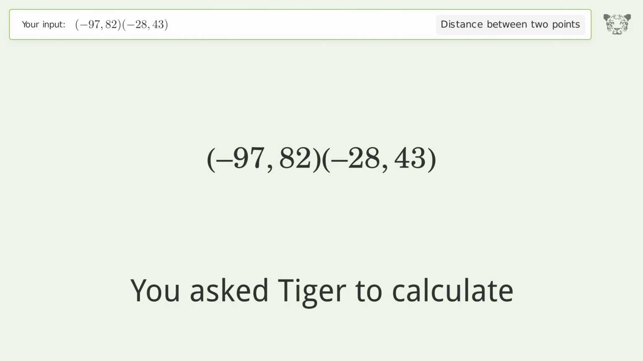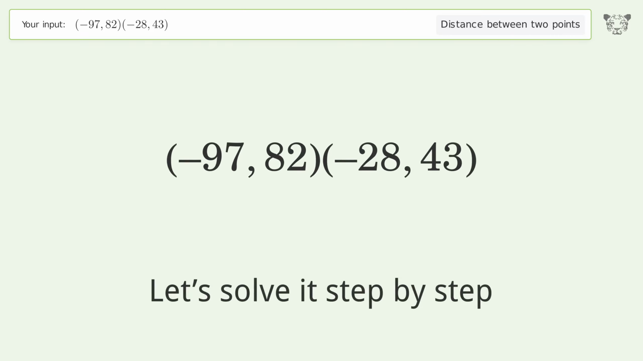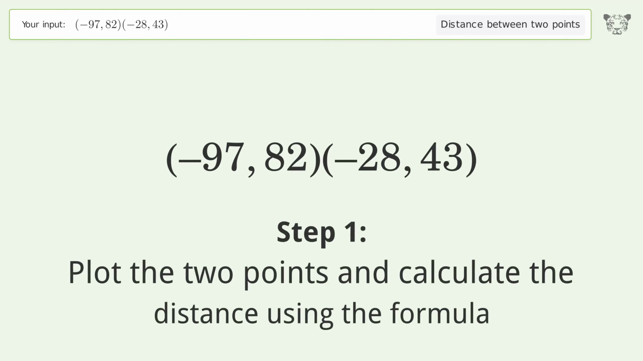You ask Tiger to calculate. This deals with the distance between 2 points. The distance between the 2 points is the square root of 6,282, or 79.259. Let's solve it step by step. Plot the 2 points and calculate the distance using the formula.